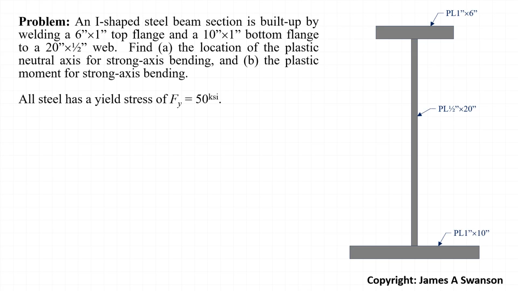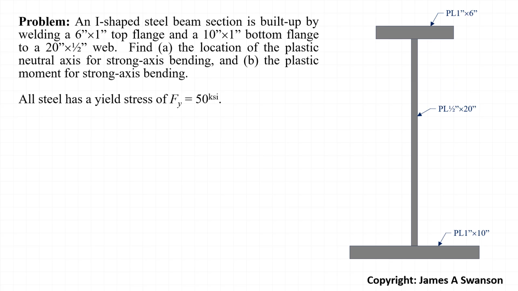Hello. In this example, we'll calculate the plastic moment of an I-shaped beam section that is built up by welding a 6-inch by 1-inch top flange and a 10-inch by 1-inch bottom flange to a 20-inch by ½ inch web. All steel in this section has a yield stress of 50 ksi.